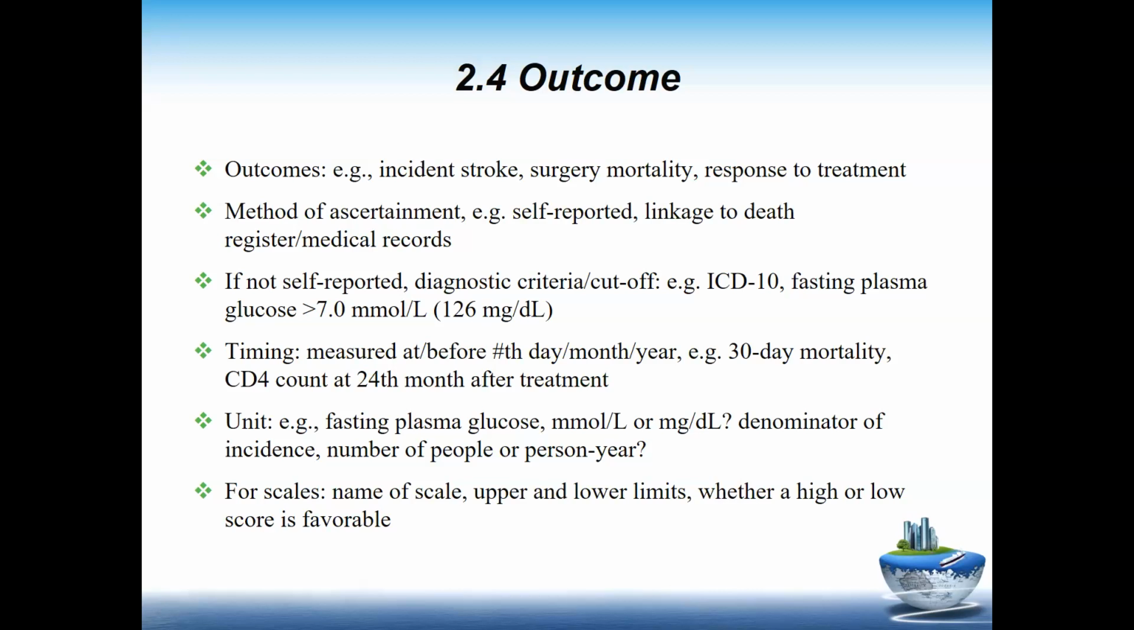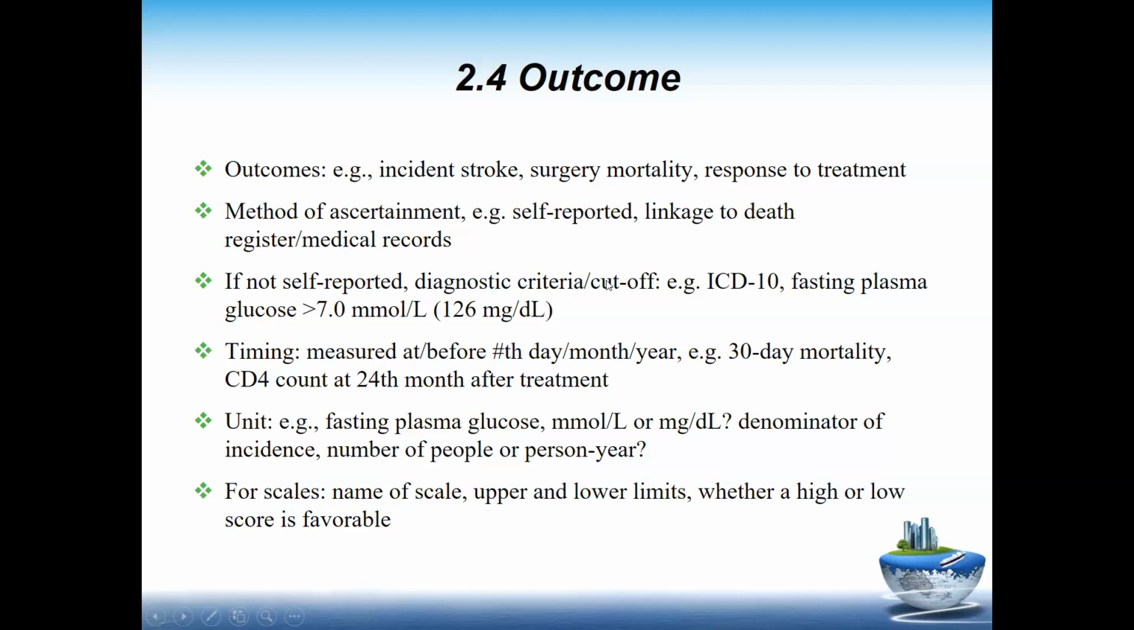And for some outcomes, you may also need to write down the diagnostic criteria. For example, if the outcome of your interest is the incidence of diabetes, then you need to write down the diagnostic criteria, because we have different criteria for diagnosing diabetes. We have so-called fasting plasma glucose, we have HbA1c, we have the 2-hour post-challenge glucose, etc. There are 3 different biomarkers. Which one are you talking about, right? Or was the diagnosis solely based on clinical symptoms?